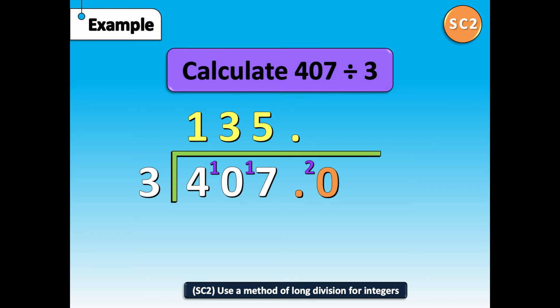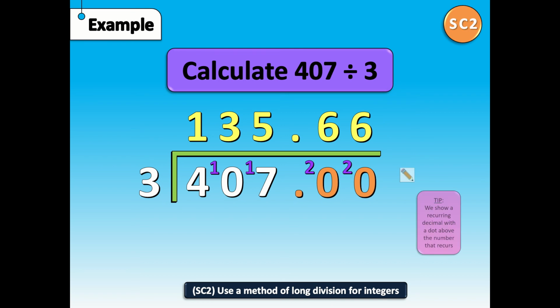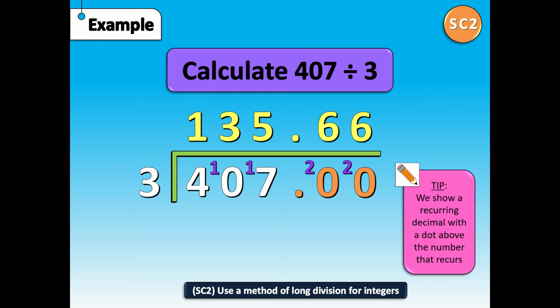3 goes into 20 6 times, but again with 2 remainder, so we put another 0 down and carry the 2. And 3 goes into 20 again 6 times and again with 2 remainder. Now because this is going to go on forever, we say the 6 is recurring, so we put a dot above the 6 to show that it goes on forever. So our answer is 135.6 recurring.